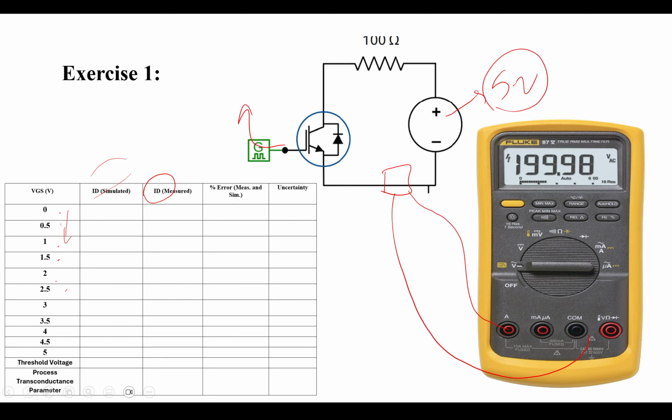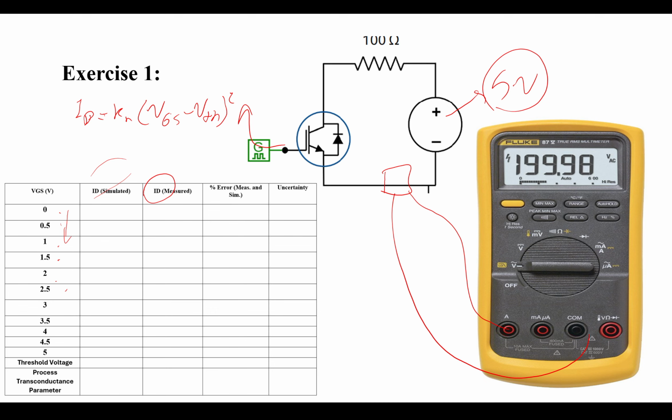Now, the transconductance parameter is that K that we saw in the formula. You remember that? The formula that says ID is Kn times (VGS minus V threshold) squared. It is in the lab assignment. I already mentioned that in the lab assignment. You don't need to memorize that.